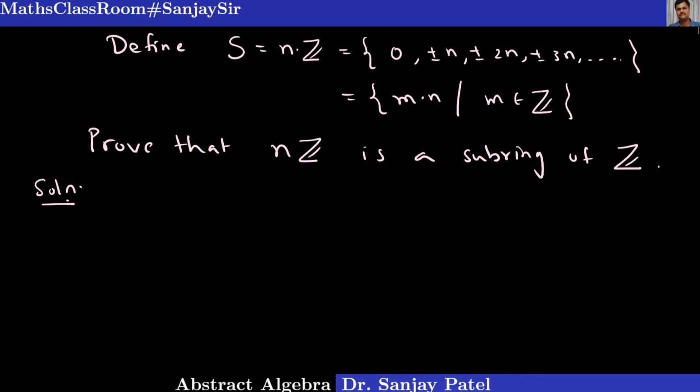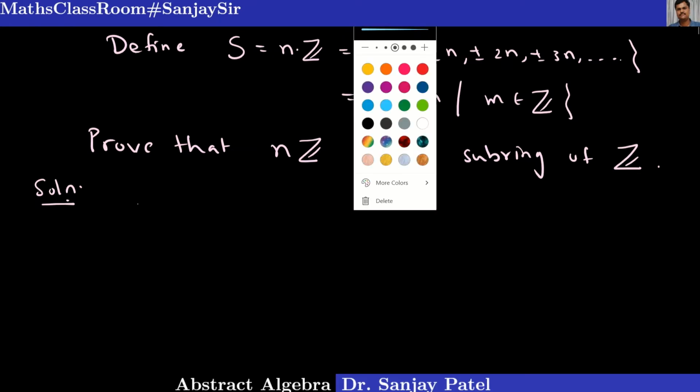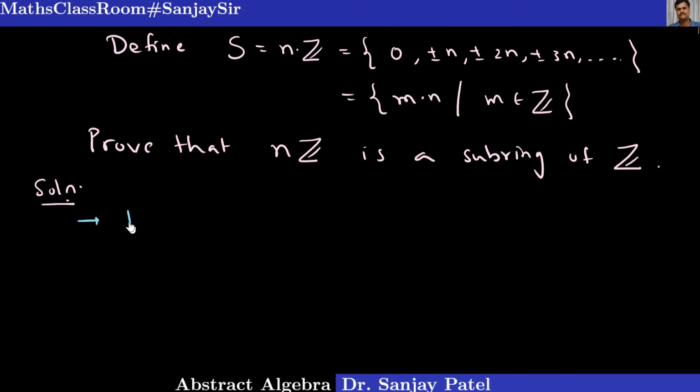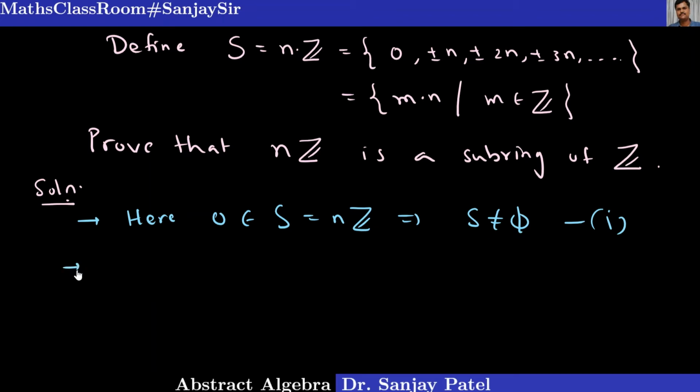So first thing, you note that this S is non-empty. Here you can say 0 belongs to the set S, that is nZ, and therefore the set S is non-empty. That is my first result. Secondly, I take two elements, say A and B belonging to S. Let A and B belong to S be arbitrary, meaning A and B are any two elements in the set nZ.